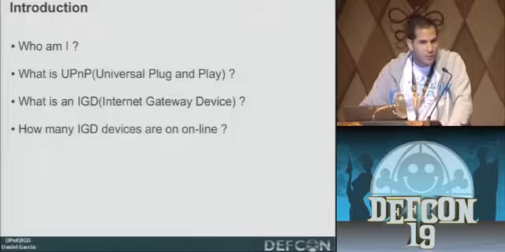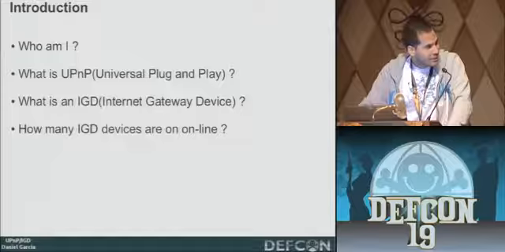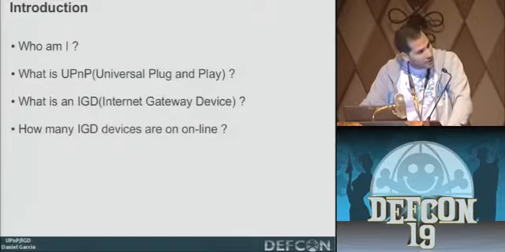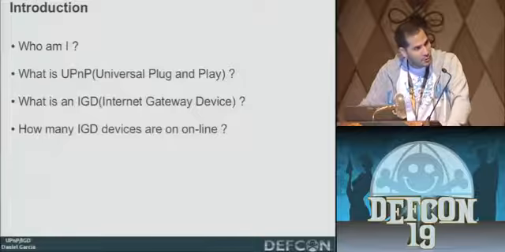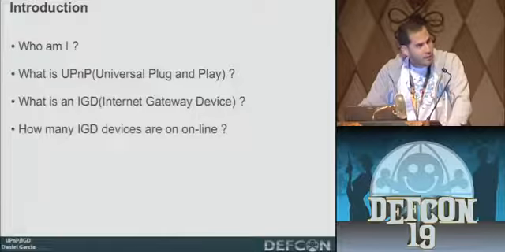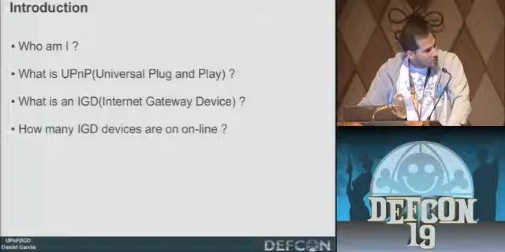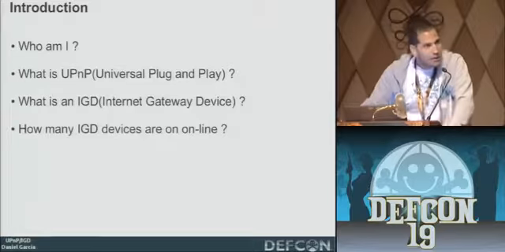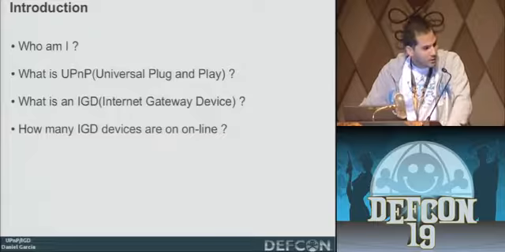So, as you probably suspect, making devices work seamlessly is a good idea, but it's not very plausible. We're going to talk specifically about IGDs, the part of UPnP that works with networking devices. As you probably suspect, to make network devices work seamlessly, you need NAT traversal.